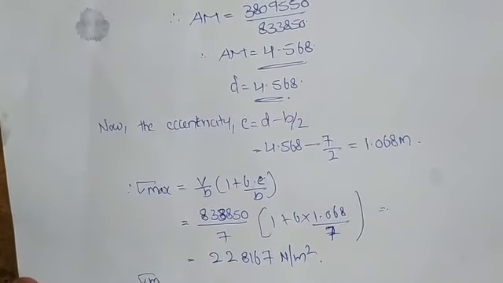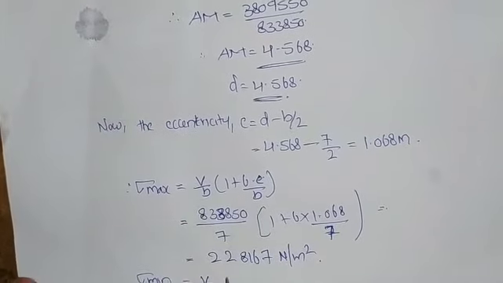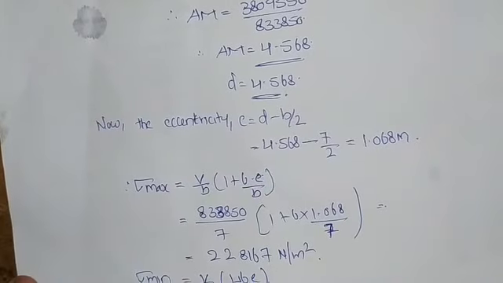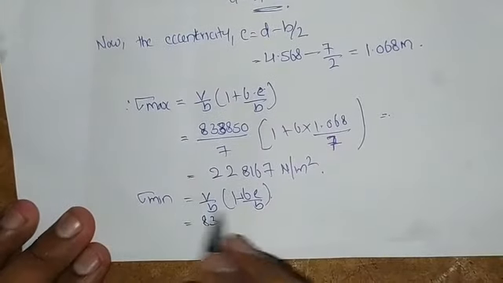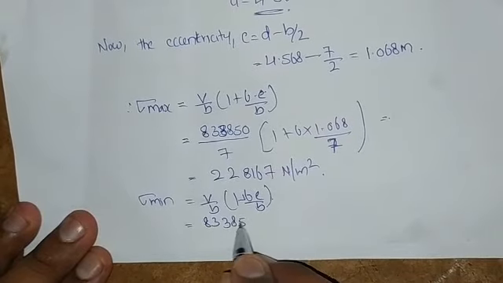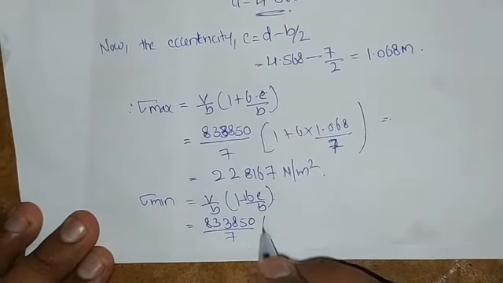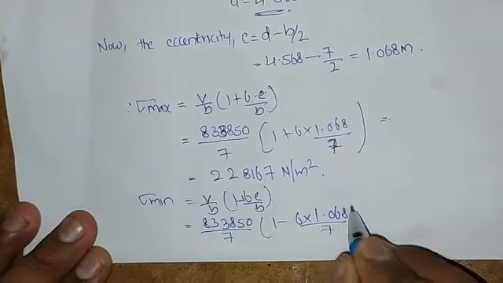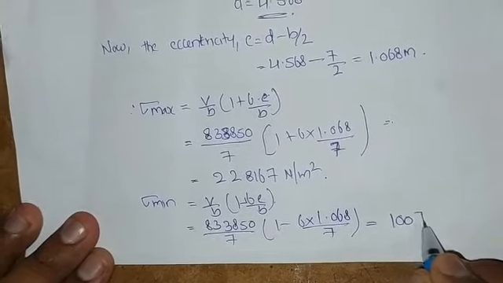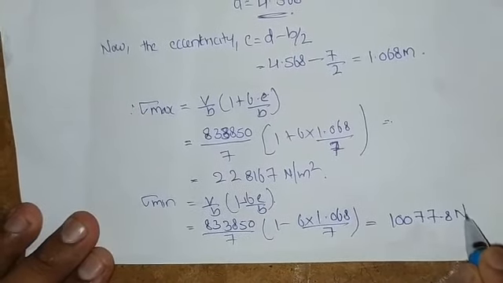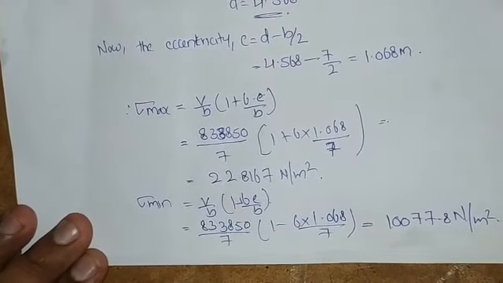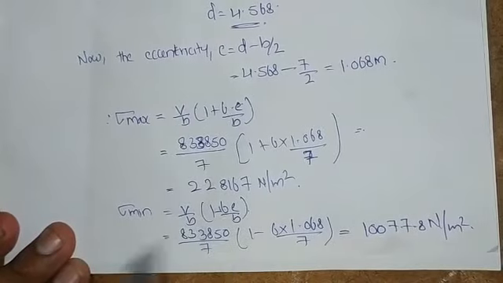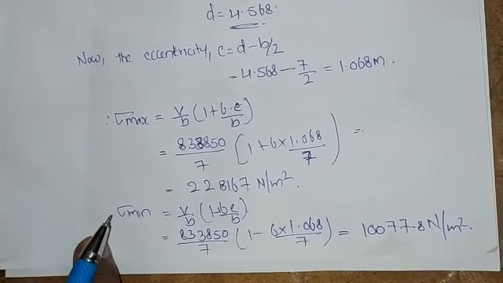Similarly, sigma minimum is equal to V by B of 1 minus 6e by B. So this value is 833,850 divided by 7 of 1 minus 6 into 1.068 divided by 7. The value will come as 100,778 newtons per meter square. Like this we have to calculate for trapezoidal dams with an inclined section, and solve the problems.